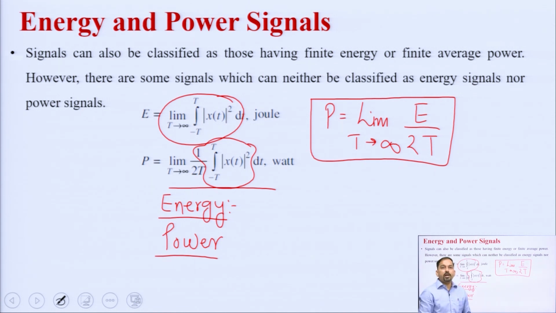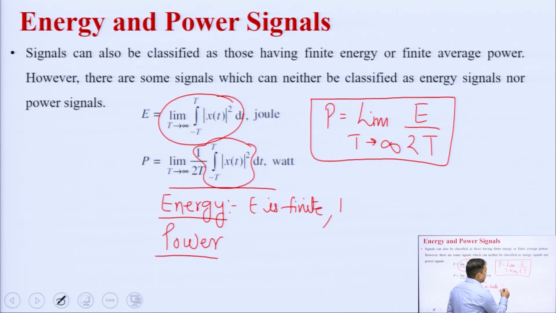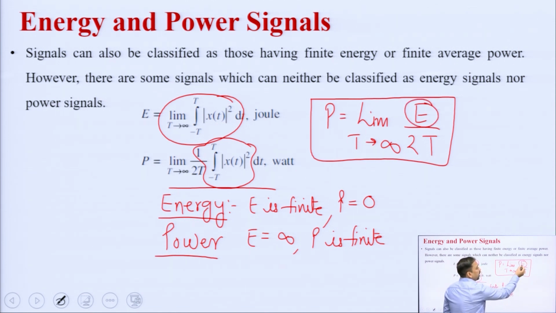So, a signal is said to be an energy signal if its energy is finite. For those types of signals, the power is finite divided by some infinite value, so we get 0. For the power signal, the energy is infinite, whereas the power is finite. We can see that if the energy is also infinite, we have an infinity by infinity term, and definitely with the help of L'Hospital's rule, the power will be finite. So, this is energy and power.